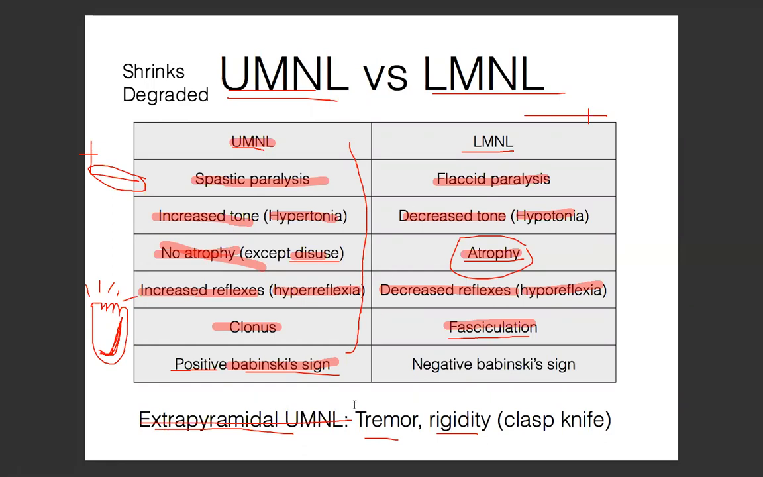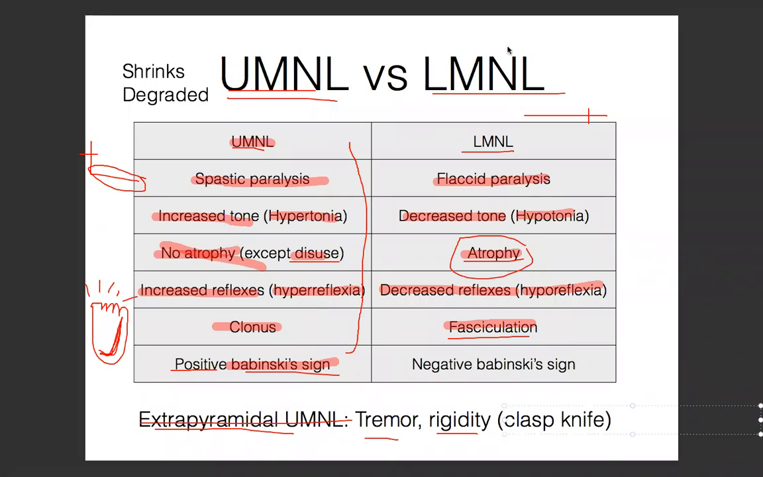Tremor, basically your hands or feet are going to be trembling, so your tremor بترجف. And rigidity is basically that when you're moving the arm, it starts really strong and then it suddenly becomes really light. دي حاجة اسمها clasp knife.